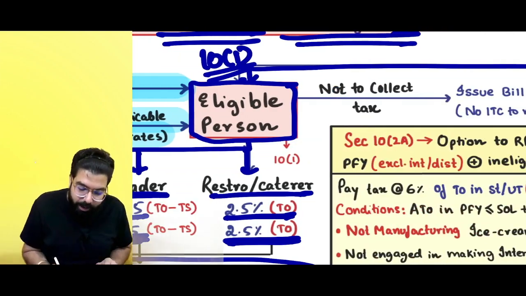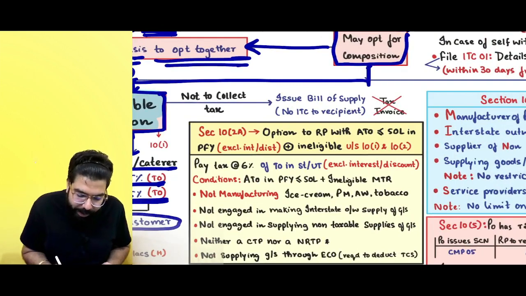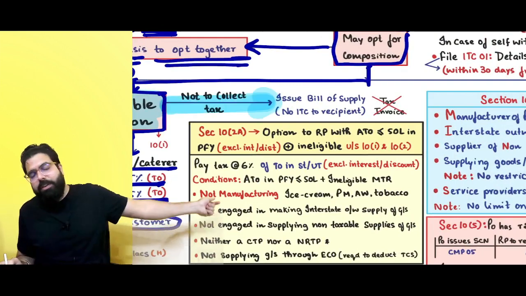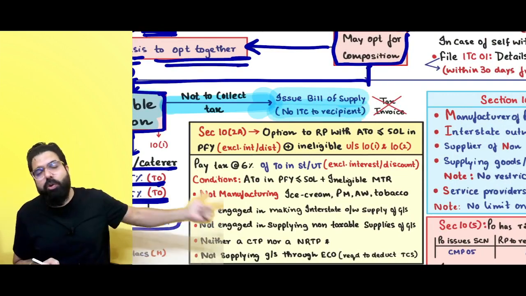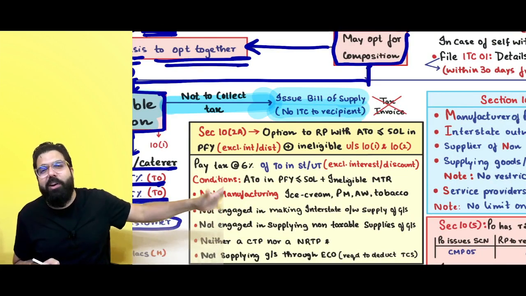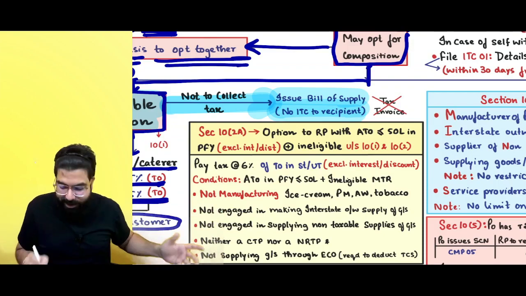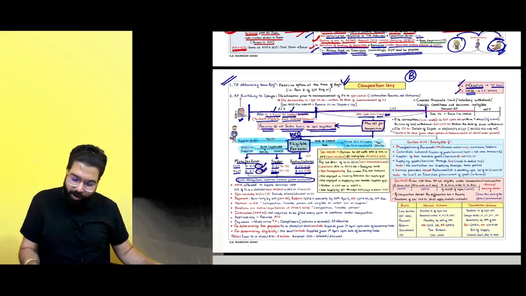The next point, sir: if you are an eligible person, you are not to collect GST. When you are supplying, don't collect any GST. You just have to issue a bill of supply, and when you issue a bill of supply, your recipient will not get any ITC also. You can't issue a tax invoice. Okay, sir, point is clear.